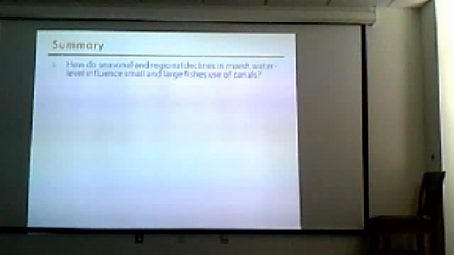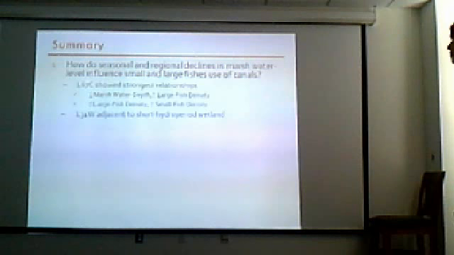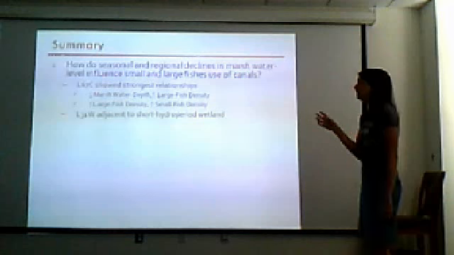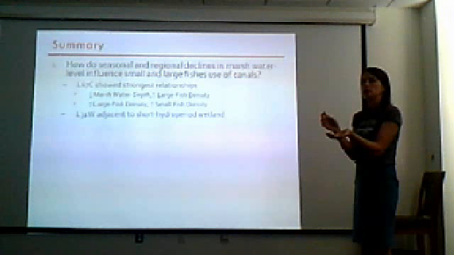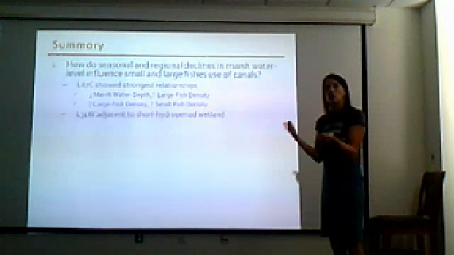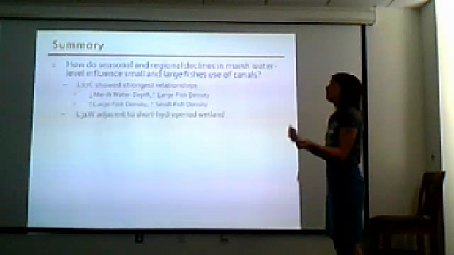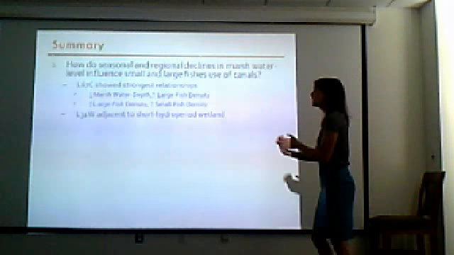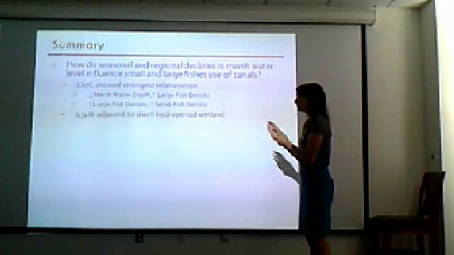So just to summarize, how do seasonal and regional declines in water levels influence fish use of canals? Well, we found the strongest relationships in the L67C, and that a decrease in water levels in adjacent marsh led to an increase in large fish use of canals, and an increase in large fish density corresponded with an increase in small fish density. Now, we didn't see these trends in the L31W.